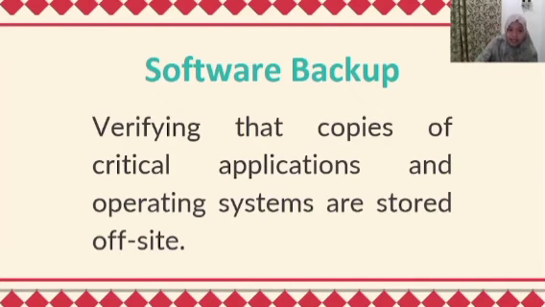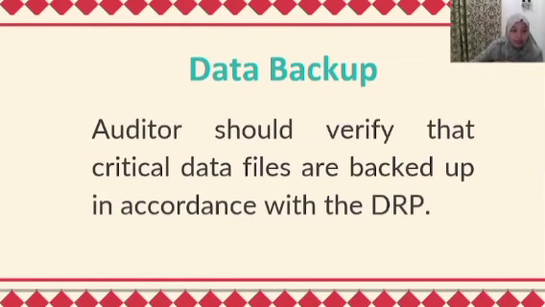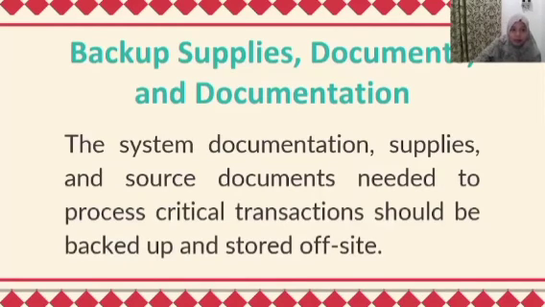The next one is our data backup. In data backup, the auditor should verify that critical data files are backed up in accordance with the DRP. Our next one is the backup supplies, documents, and documentation. The system documentation, supplies, and source documents needed to process critical transactions should be backed up and stored off-site. The auditor should verify that the types and quantities of items specified in the DRP, such as check stocks, invoices, purchase orders, and any special purpose forms, exist in a secure location.